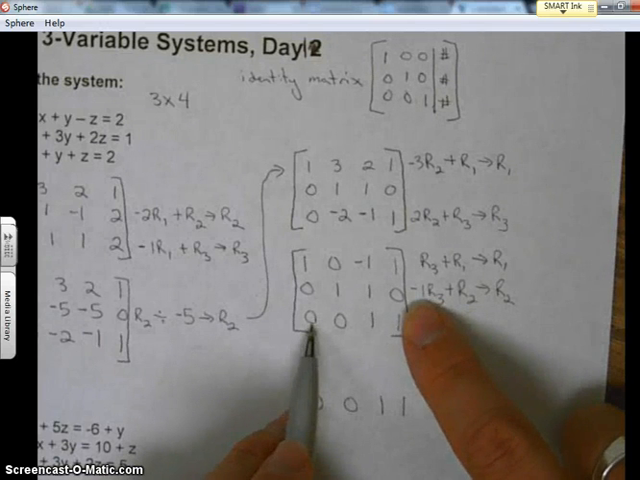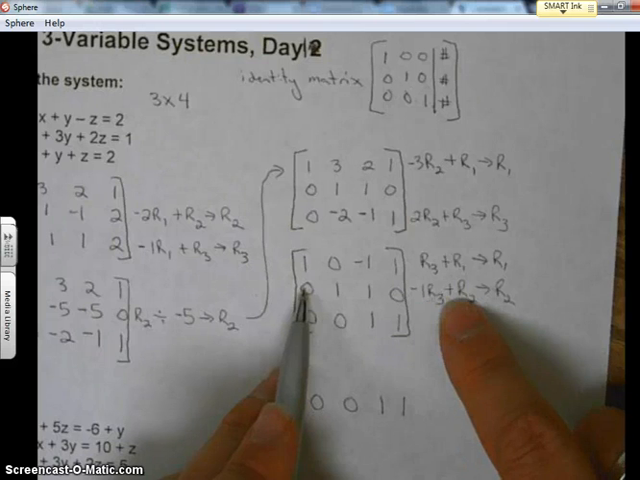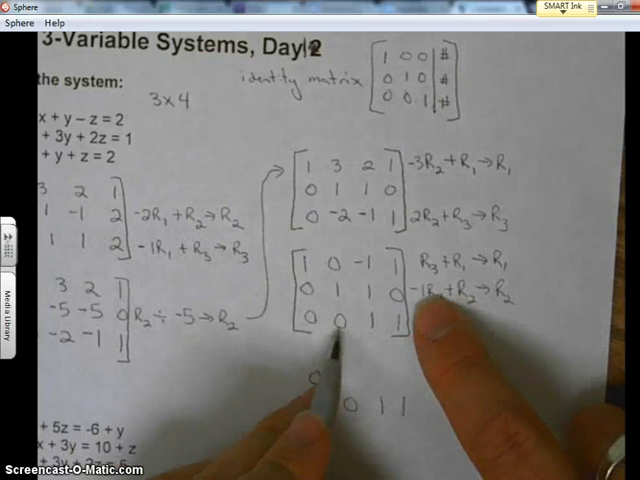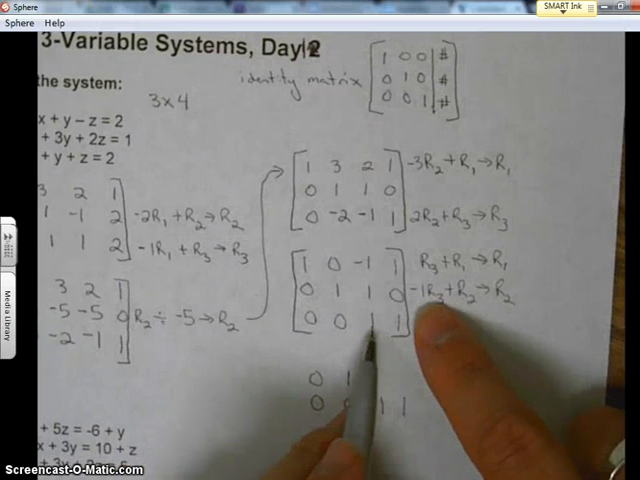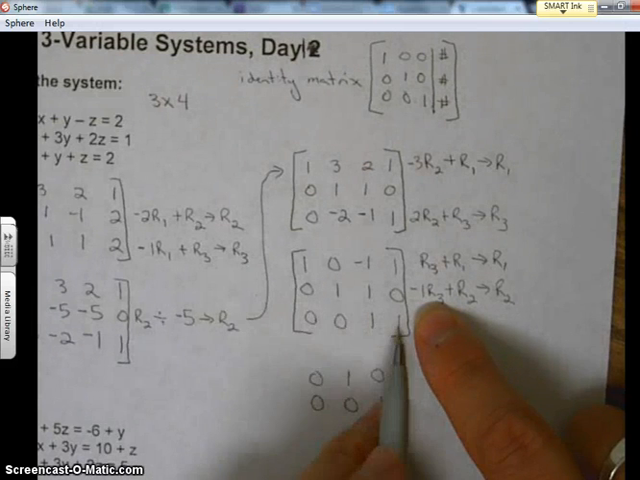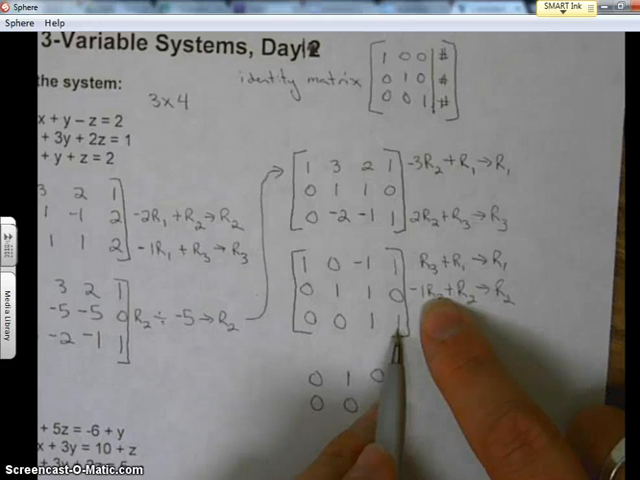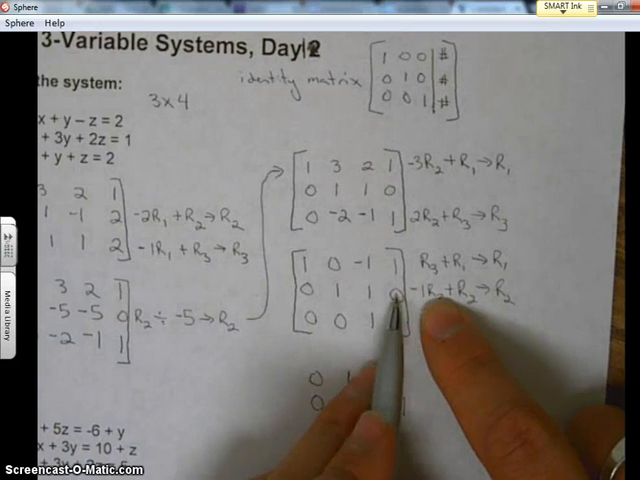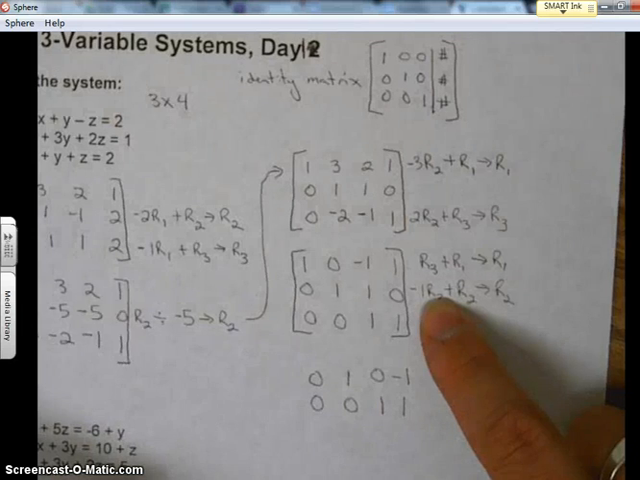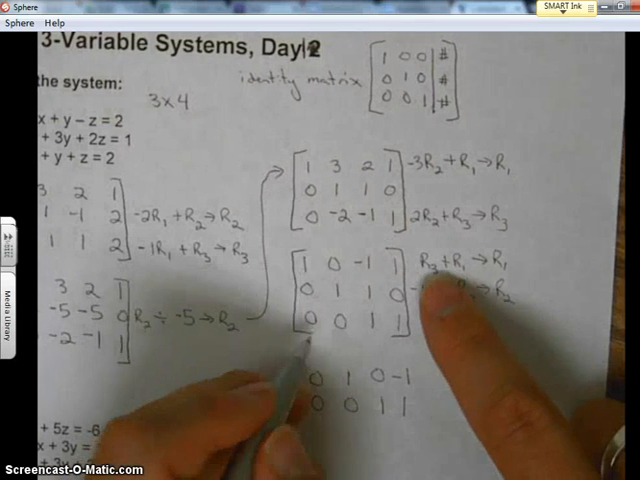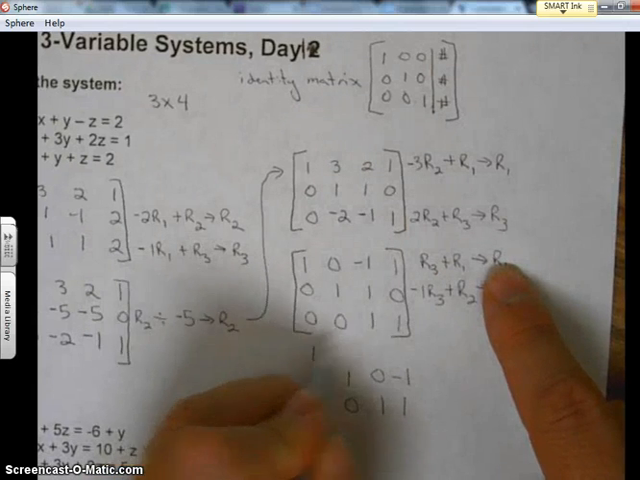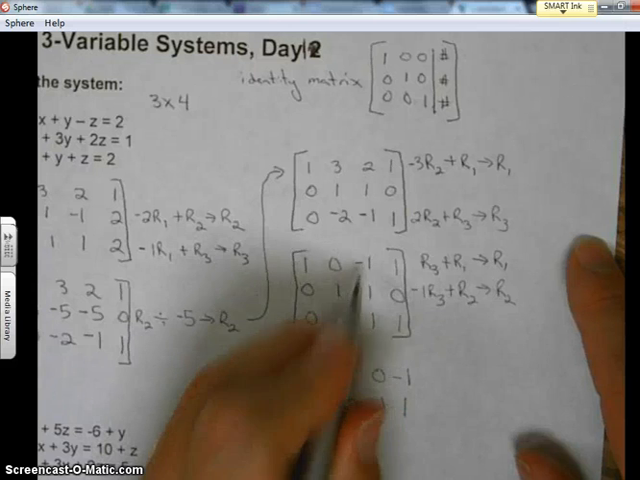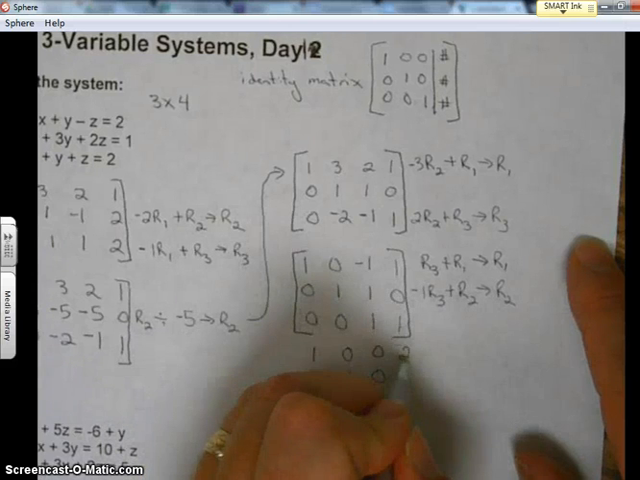Negative 1 times 0 is 0, plus 0 is 0. Negative 1 times 0 is 0, plus 1 is 1. Negative 1 times 1 is negative 1, plus 1 is 0. Negative 1 times 1 is negative 1, plus 0 is negative 1. Okay, now we're just going to add the two rows together to get a new row 1. So 0 plus 1, 0 plus 0, 1 plus negative 1, 1 plus 2.